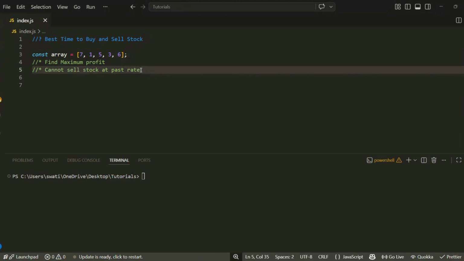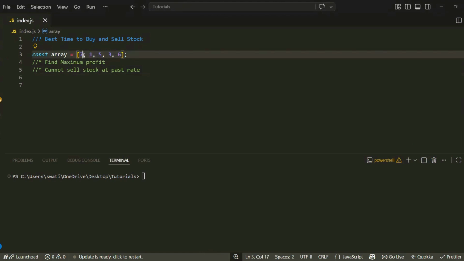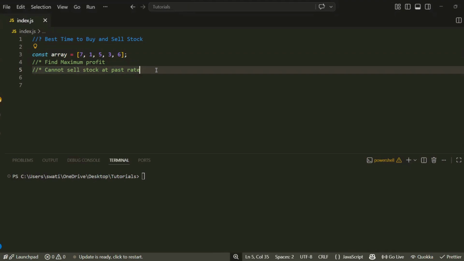rate. By this, what I mean is, suppose this is an array and the value of each day's stock, suppose it is Monday, Tuesday, Wednesday, Thursday, Friday is given. And suppose we are at Tuesday. If the price of the stock is 1, I cannot sell it at 7 because it is already in the past. It was the rate of the stock on Monday. So that is the condition. So let's see the solution for this.